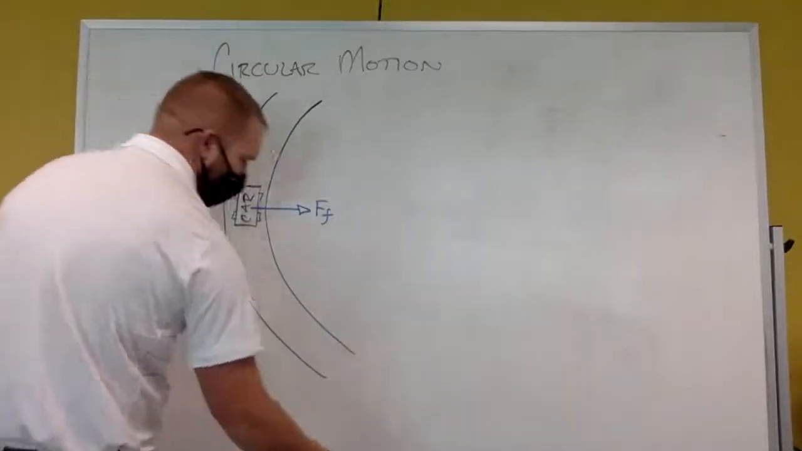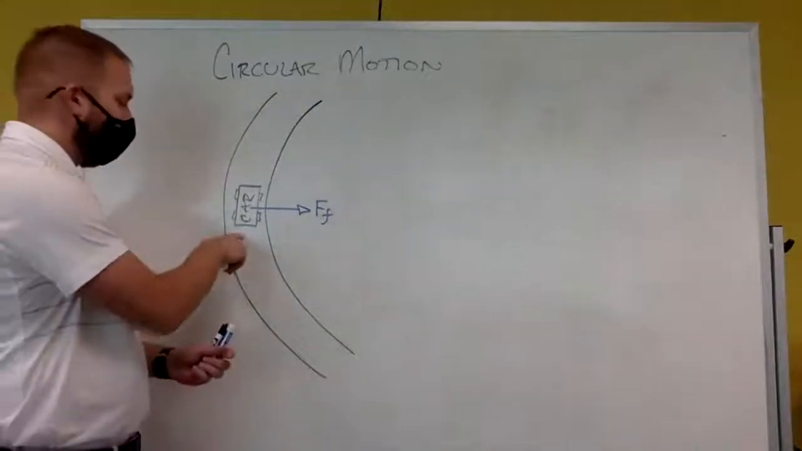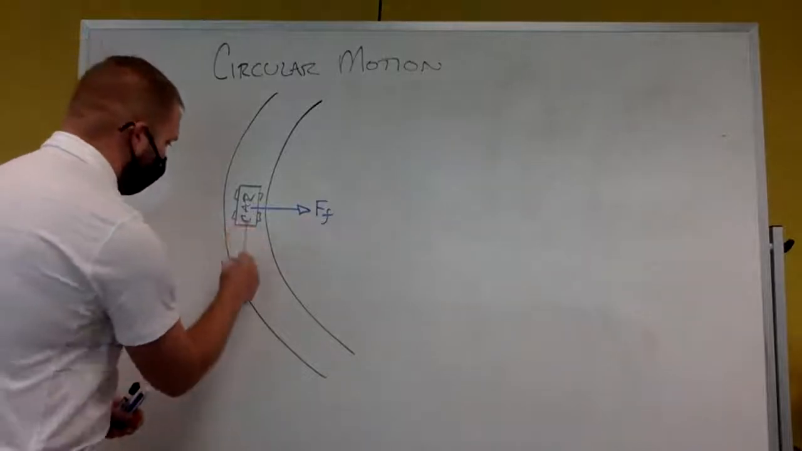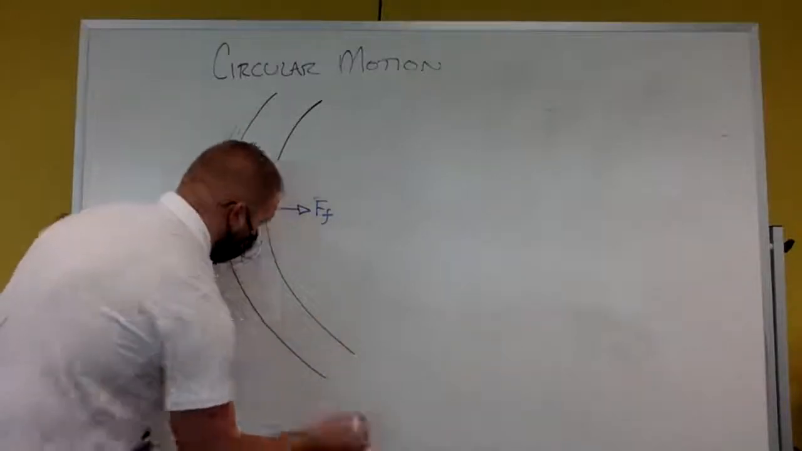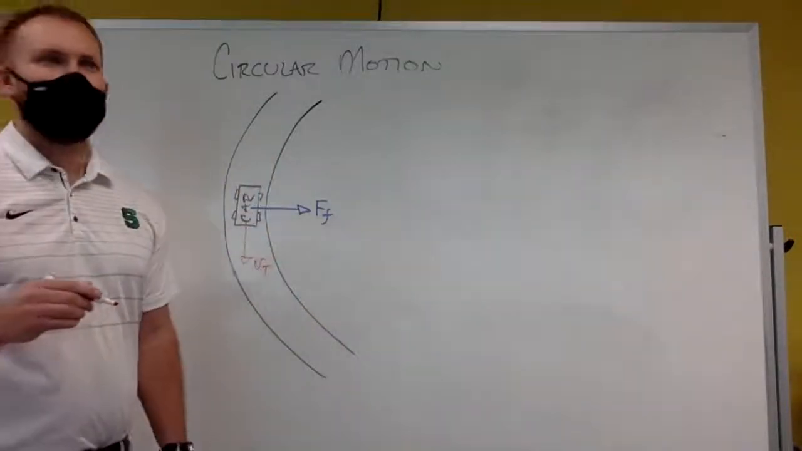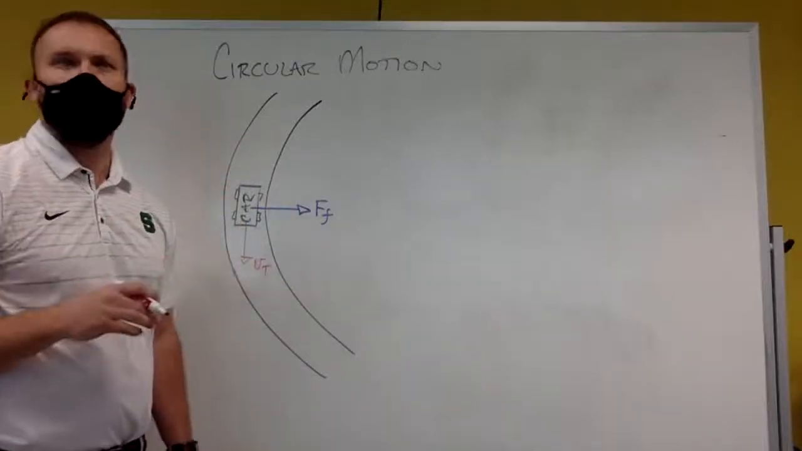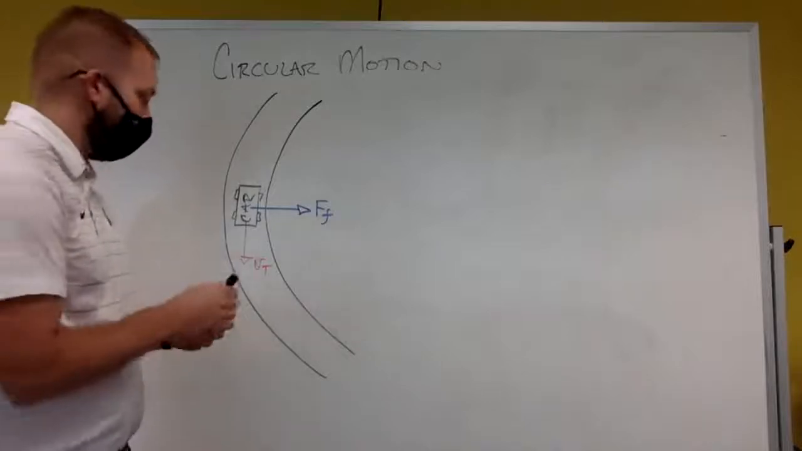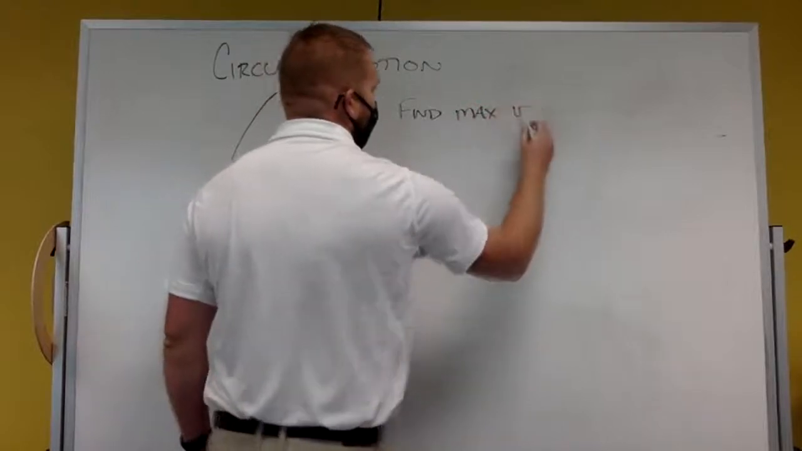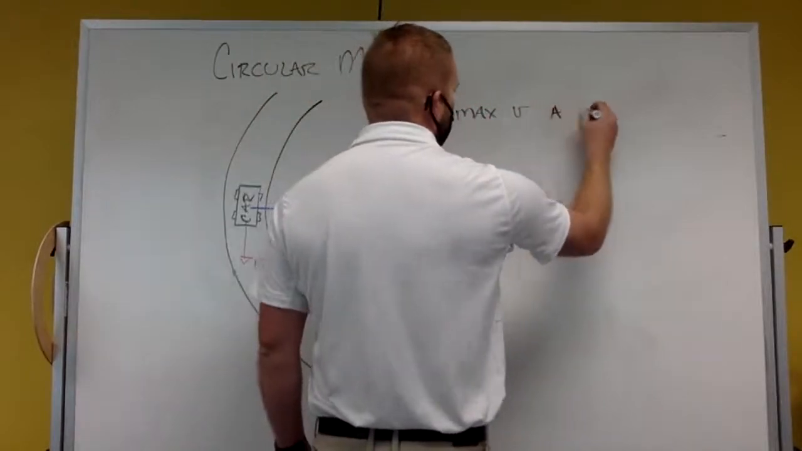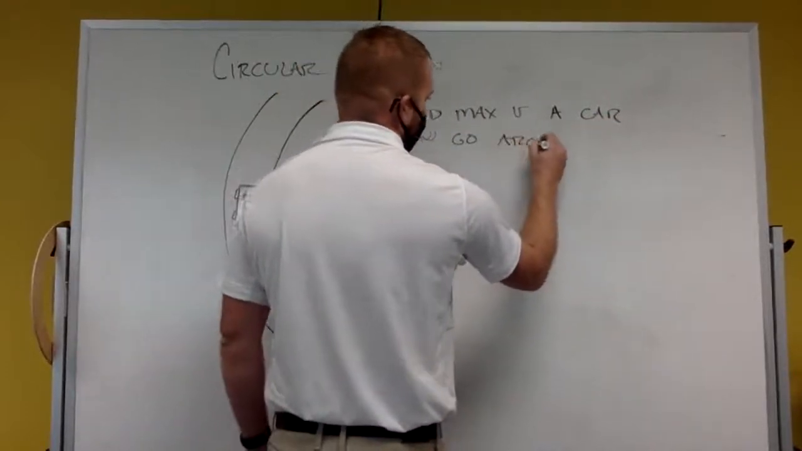Okay? When you overcome friction. But guys, look, here's my force of friction, yes? Here's my velocity. Velocity tangential, yes? Again, normal force and gravitational force, they're there, we just have a bird's eye view. Yeah? Okay, let's do this. Find the max velocity a car can go around the curve.